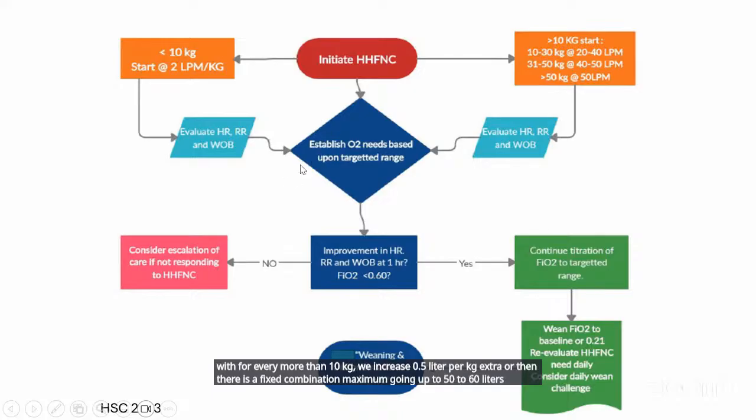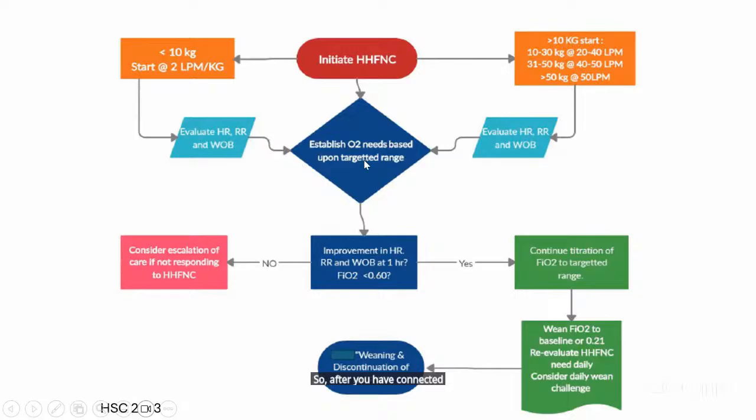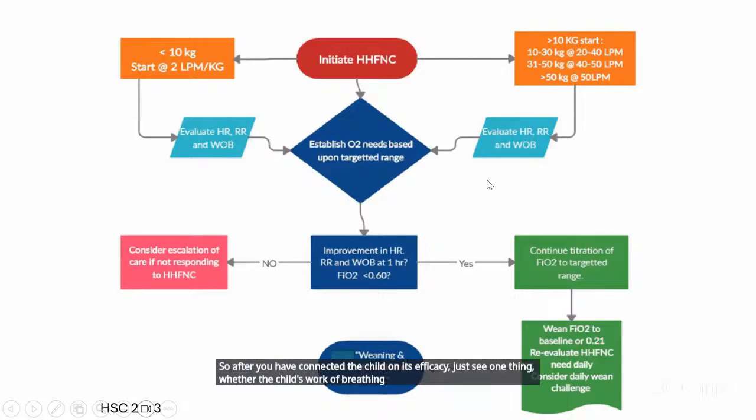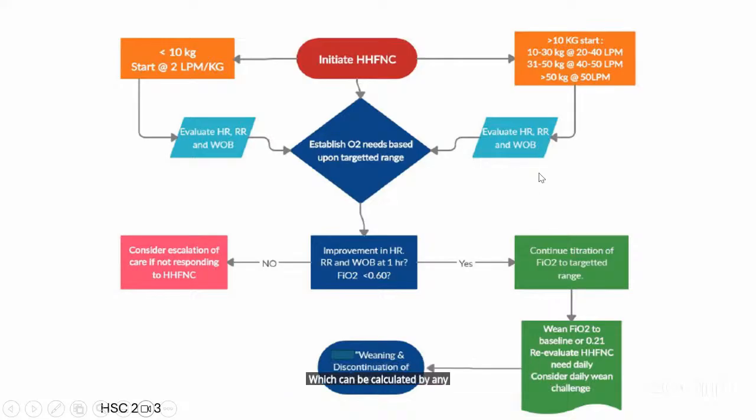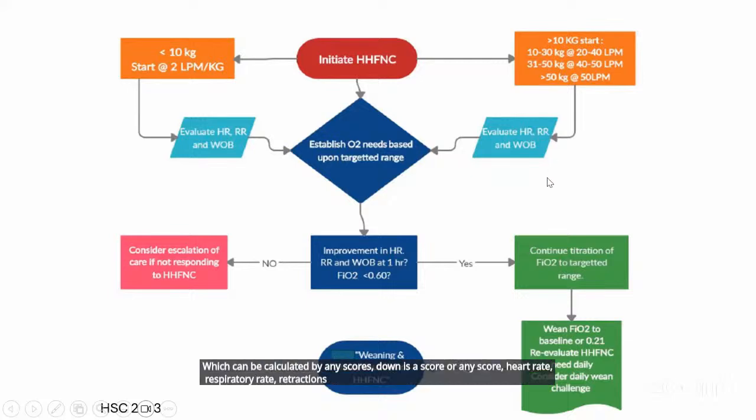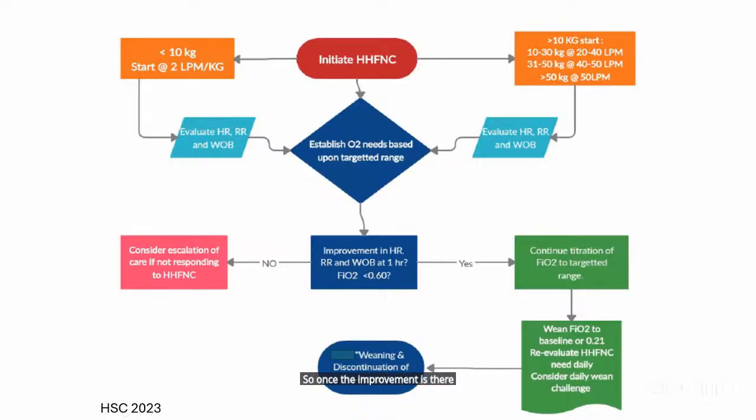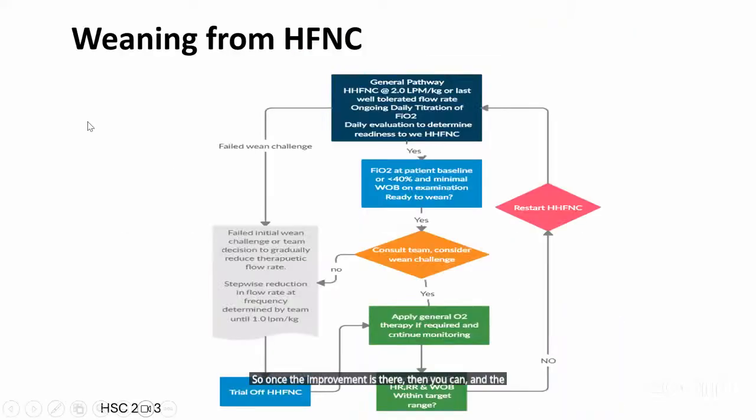After you have connected the child on HFNC, just see one thing, whether the child's work of breathing is improving or not, which can be assessed by any score, Downes' score or any score, heart rate, respiratory rate, retractions, SpO2 and all those things. If there is an improvement, you go with the minimum amount of FiO2. Once the improvement is there and the disease is under control, then you can start weaning.